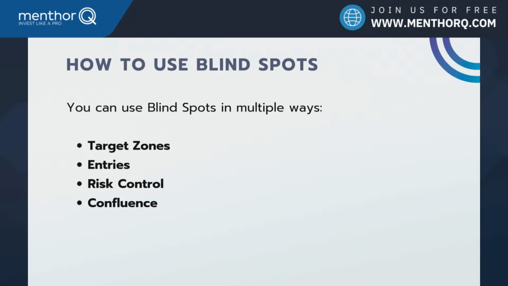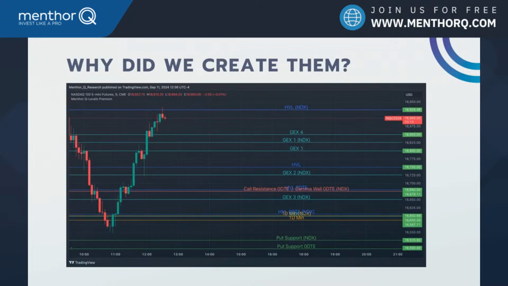And then, of course, for confluence. So imagine that you have a strategy, you have an edge, but this strategy can help you use other factors. Combining blind spots together with our gamma levels, maybe our Q-score data, and your own technical zones can actually increase conviction and potentially increase the profitability of your strategy. So let's go over why we created them, and then let's give you some examples.